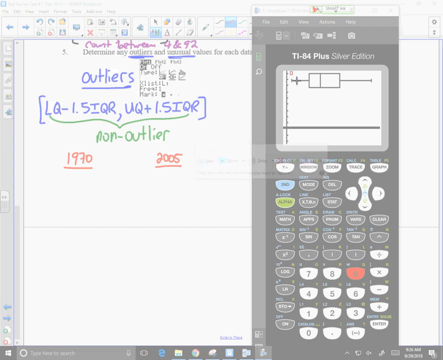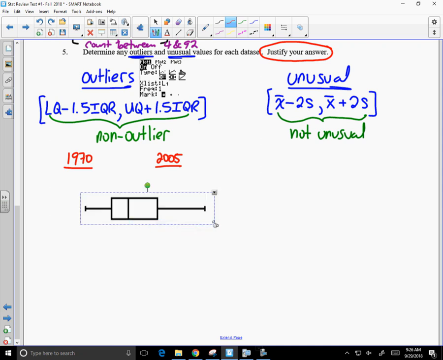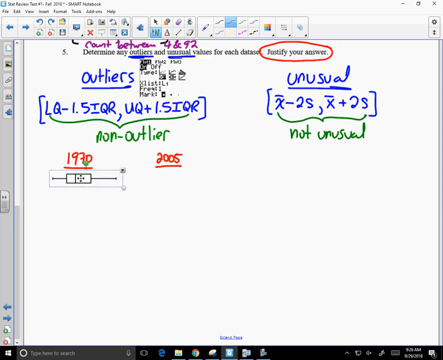So the question is always going to be, what does this tell us? And I'm going to say that there are no outliers. And that's because the modified box plot has no loose points.